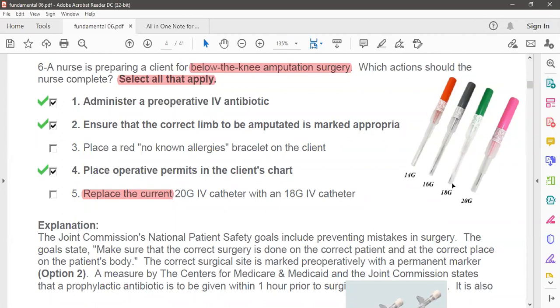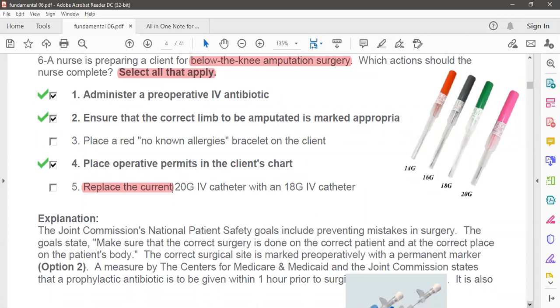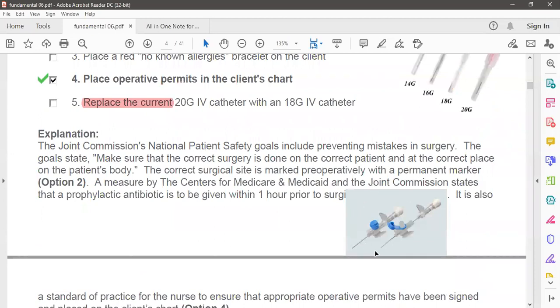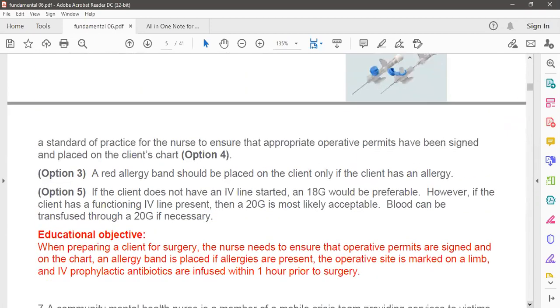But if you want to continue further, it is good to replace 22G with 20G, because if your patient needs a blood transfusion, 20G is the best option, right? In this picture, we can see a butterfly needle with two wings, right? About this important point, let me read.